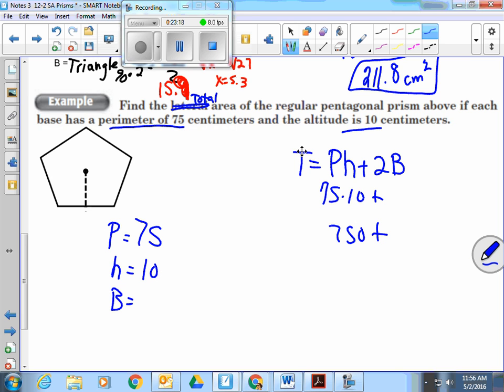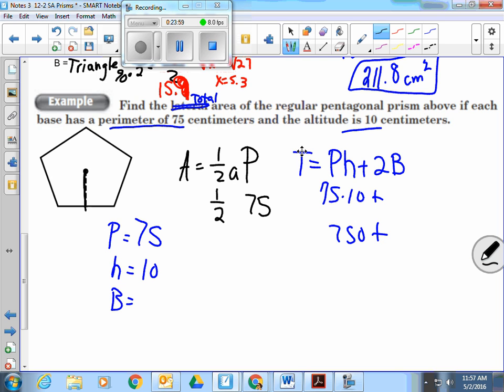Okay, what shape is our base? A regular polygon. What's the formula? Good. What's the big P? 75, because that's the perimeter of my base, right? What's that A stand for? Apothem. Very good. This is our apothem, isn't it? Where do I go from there? Multiply what? I don't even have any numbers.